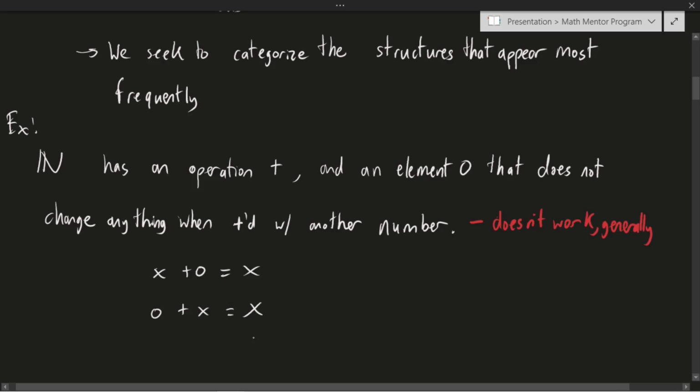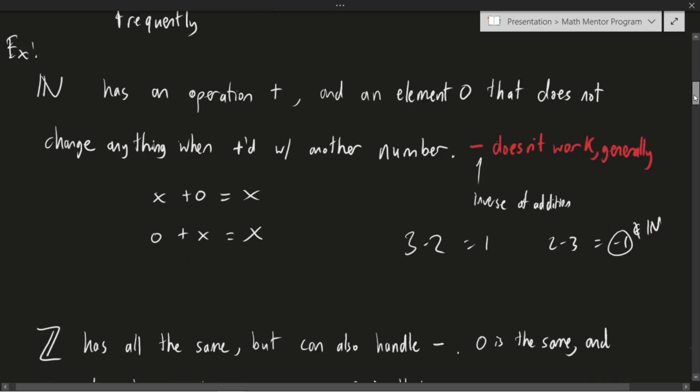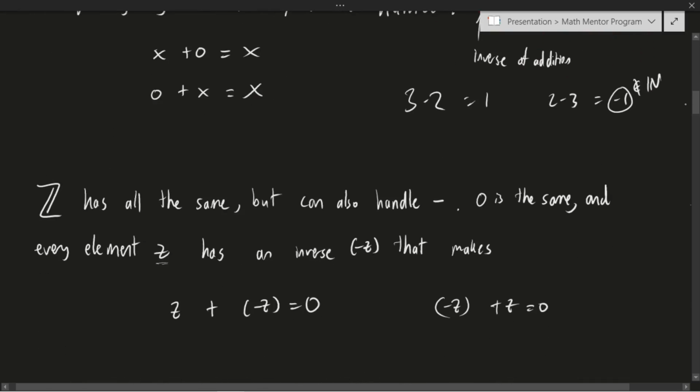There's a problem with N, which is that subtraction, which is known as the inverse of addition, doesn't work, right? I can do 3 minus 2, but 2 minus 3 doesn't work, right? This thing is not in my set N. And so I have to expand N a little bit. I have to add in some negative integers. But now, when I add in those negative integers, all of a sudden I can handle that operation of subtraction.